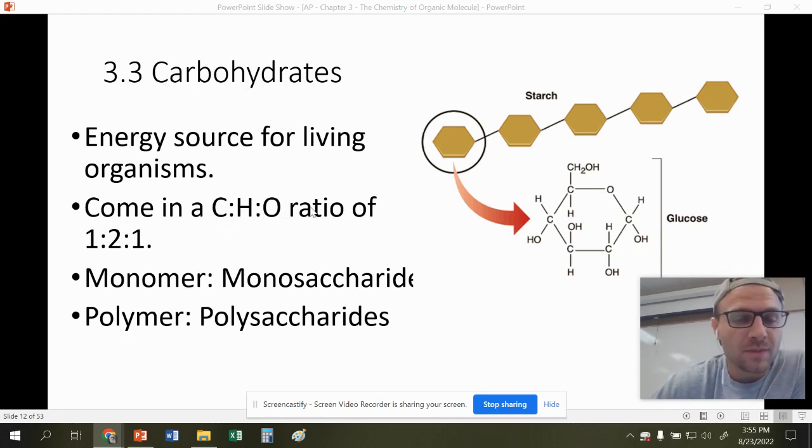They're carbohydrates. Now, it's not a perfect 1 to 2 to 1 ratio because there's a little bit of chemistry behind how these link up, which we'll talk about. We talked about the dehydration synthesis reactions, but we'll get into that a little bit more in class. Their monomer is called a monosaccharide, mono meaning one, and saccharide, which is a sugar. Polymers are the polysaccharides, which means many sugars.